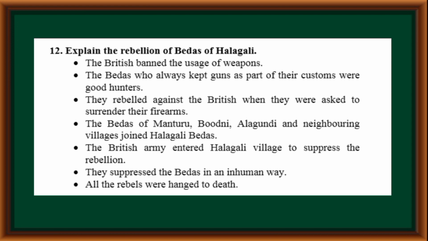Explain the rebellion of the Bedas of Halagali. The British banned the usage of weapons. The Bedas, who always kept guns as part of their customs, were good hunters. They rebelled against the British when they were asked to surrender their firearms. The Bedas of Mysore, Manturu, Budani, Alagundi and neighboring villages joined the Halagali Bedas. The British army entered Halagali village to suppress the rebellion. They suppressed the Bedas in an inhuman way. All the rebels were hanged to death.